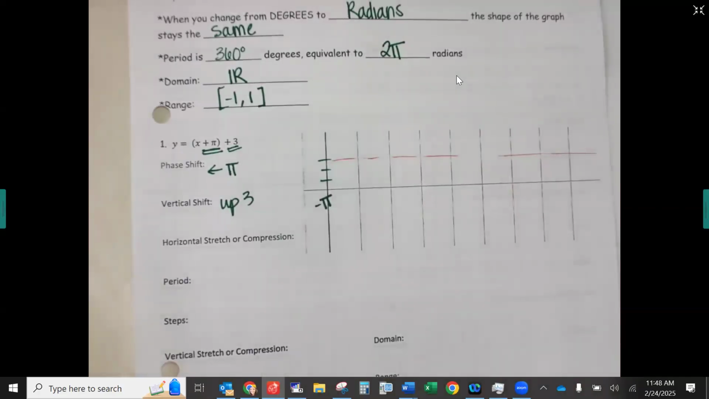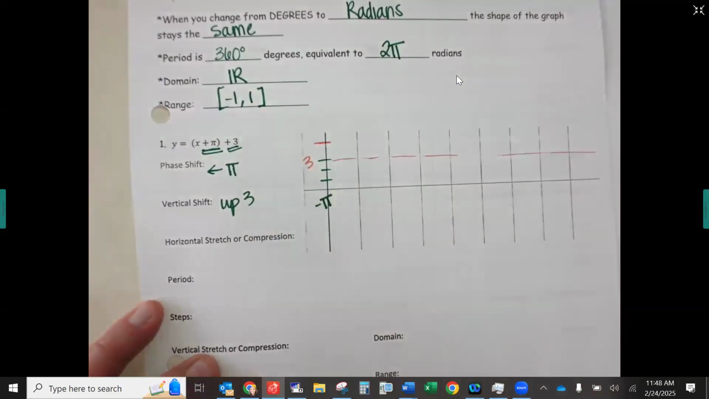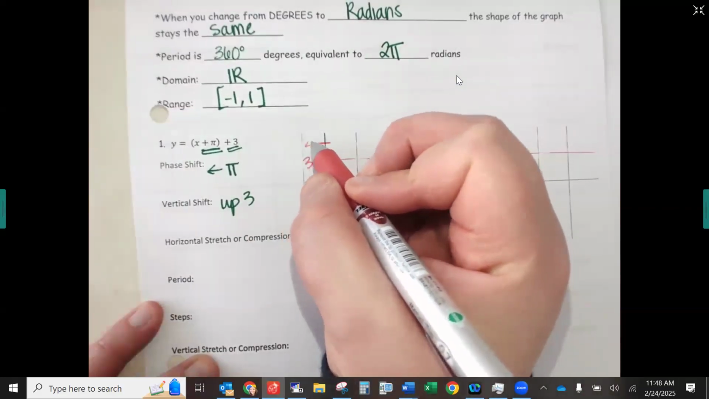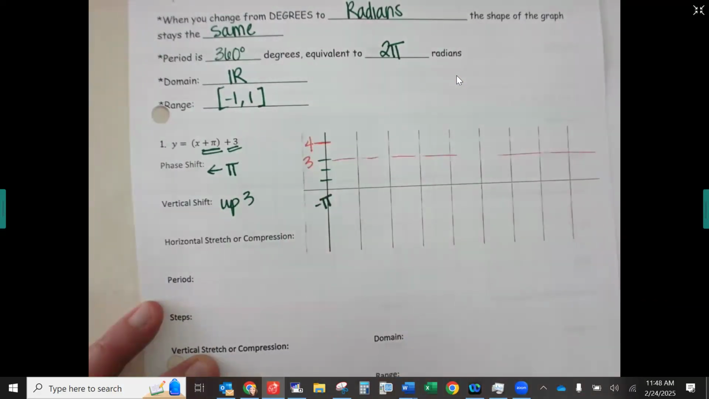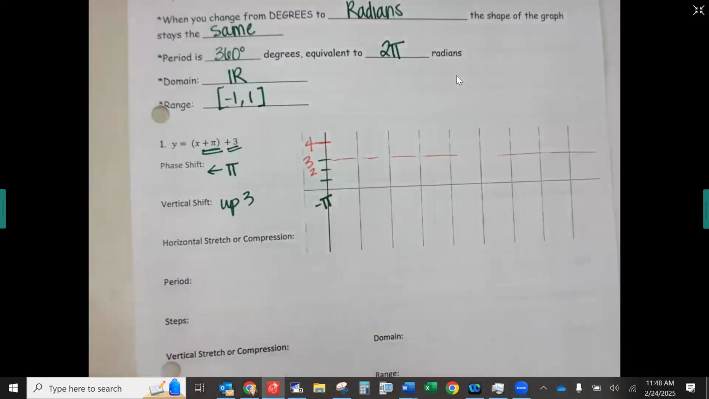I'm going to go up and down 1 from 3. So if I go up 1, what's the top going to be? 3 plus 1 is 4. And then the bottom is going to be 3 minus 1, which is how low? 2. Okay, then from there, oh, this doesn't say sine or cosine.